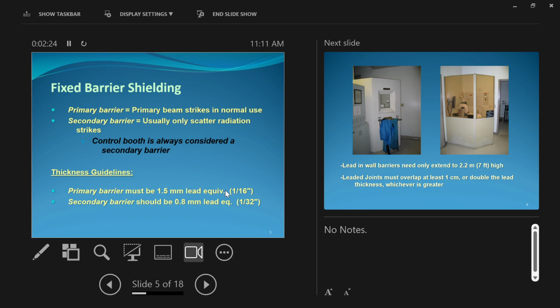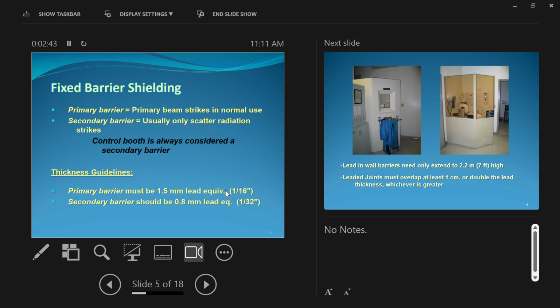Okay. Secondary barriers, radiation only strikes them after it has scattered. So the primary X-ray beam cannot be pointed at a secondary barrier. Remember, X-rays travel in straight lines, right? So if the X-ray beam cannot be pointed at a barrier, then it's going to be a secondary barrier, only absorbing and only blocking scattered radiation. Your control booth is a secondary barrier.